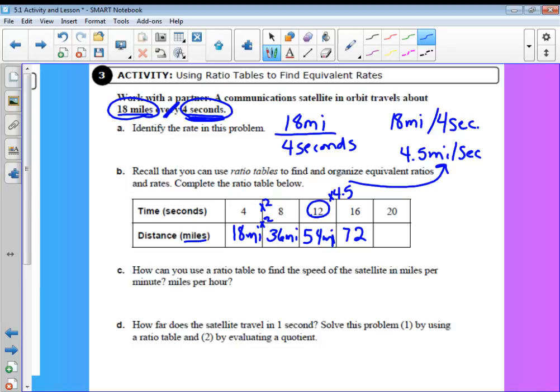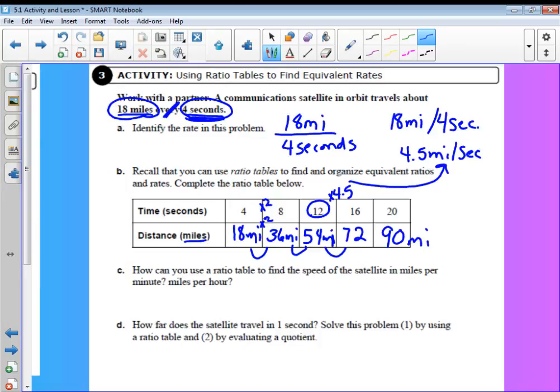And you can see the pattern for every single jump. Because the time was changing by 4 seconds, we kept going up by 18. So that's something else you could use: we're noticing we're increasing by 18, increasing by 18, increasing by 18. We could continue that pattern, or we can continue to do times 4.5. 20 times 4.5 gives me 90. And had I taken 72 plus 18, it would also still give me 90 miles.